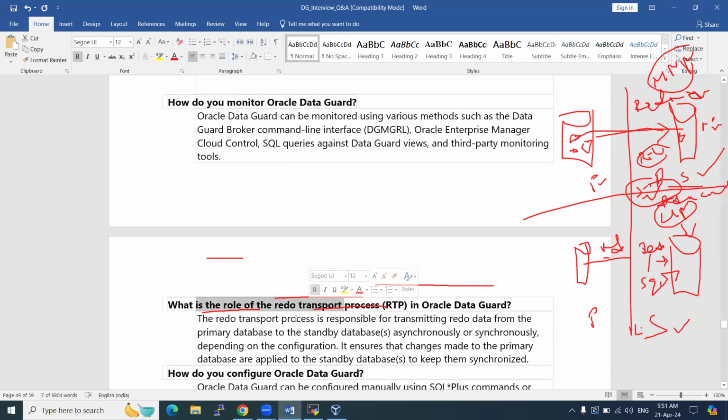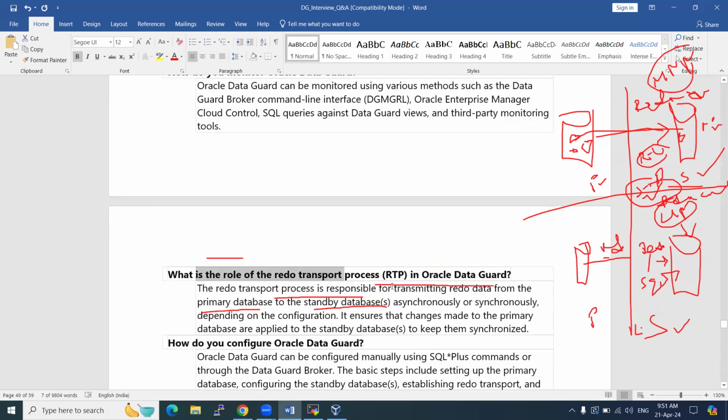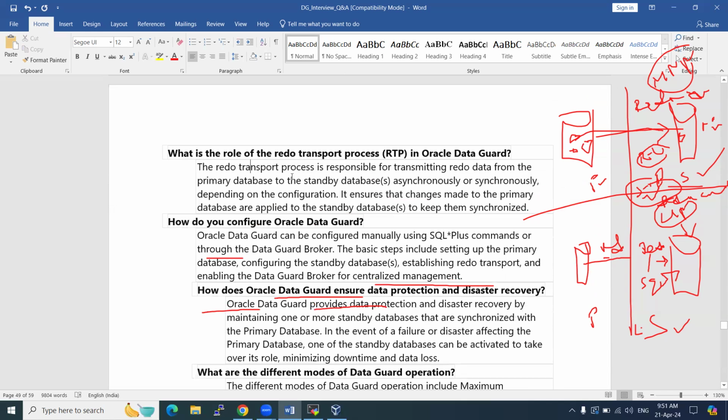And what is the role of redo transport processes? What is the role of redo transport, RTP, in Oracle Data Guard? Let me explain. The redo transport process is responsible for transporting the redo data. Whatever redo is generated here, this RTP will transfer to the standby side. That is the role of this RTP. The current transactions' redo generated on the primary side needs to be transferred to the standby side, right? This RTP will take care of those things.